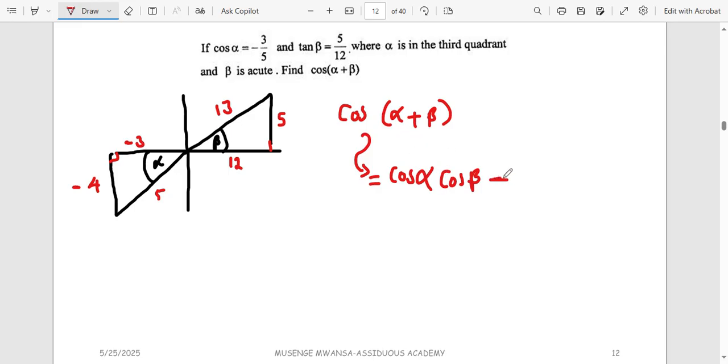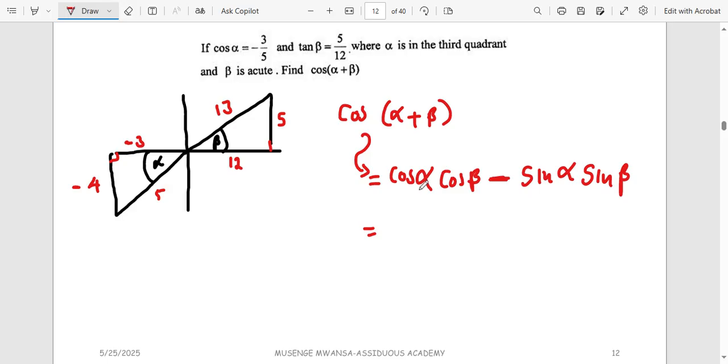You change the sign. If it was minus, it becomes plus. If it was plus, it becomes minus. And then you write sin of the first angle, and again sin of the second angle. Okay? So this is how you expand cos when two angles are adding.